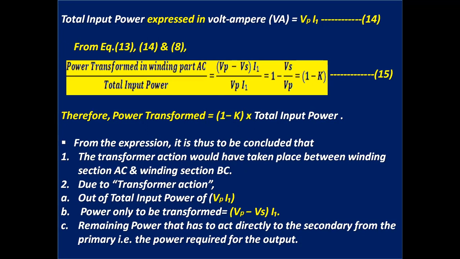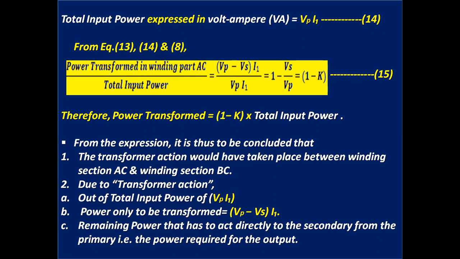Power transformed in winding part AC divided by total input power equals Vp minus Vs I1 divided by Vp I1, equals 1 minus Vs by Vp, equals 1 minus K. Therefore, power transformed equals 1 minus K into total input power. From the expression, it is thus concluded that, one, the transformer action takes place between winding section AC and winding section BC.